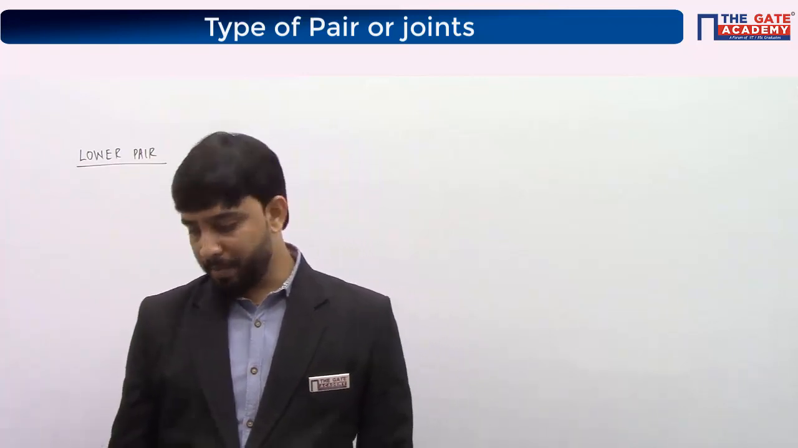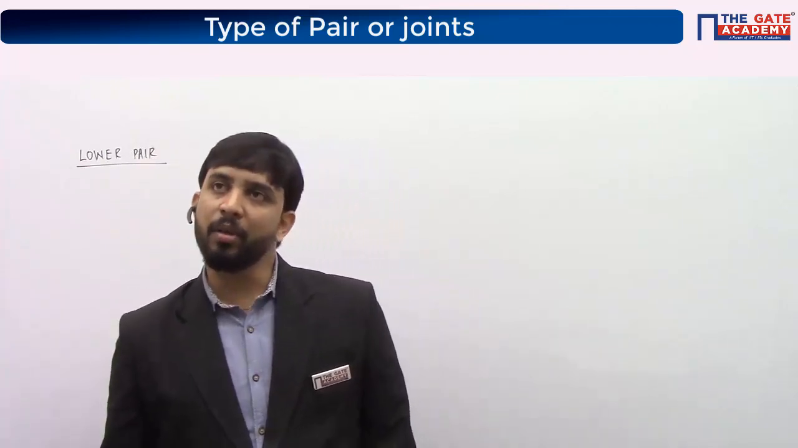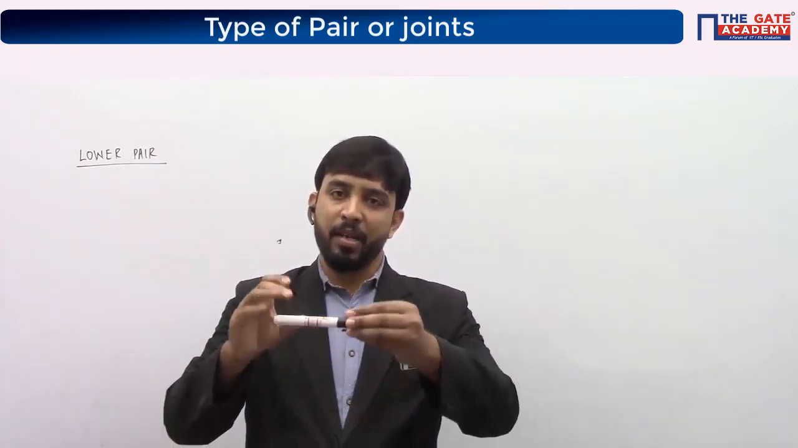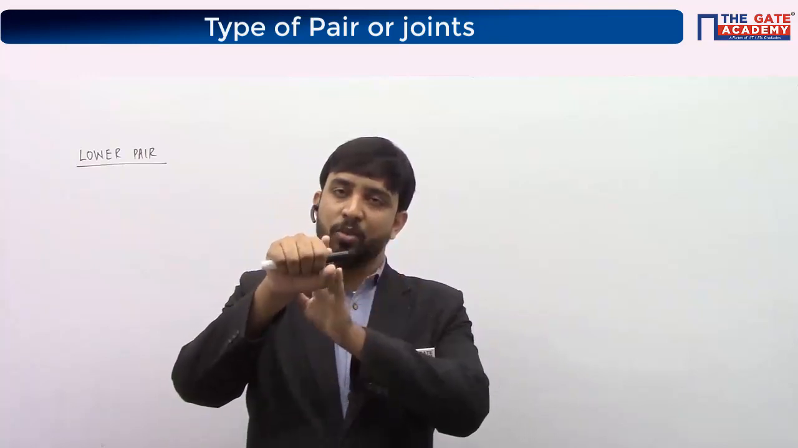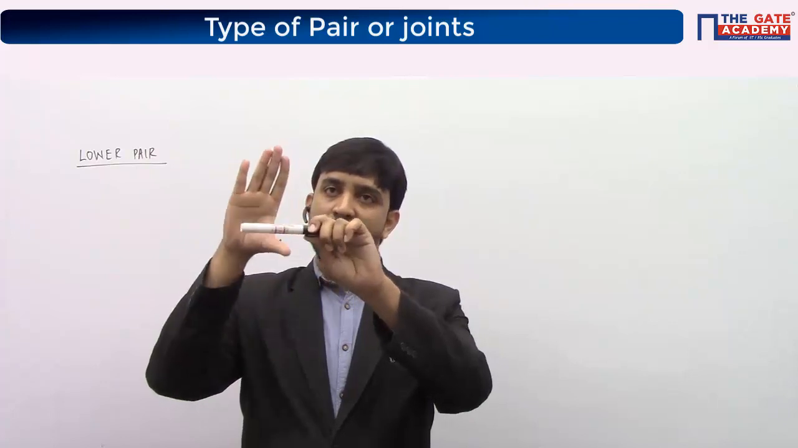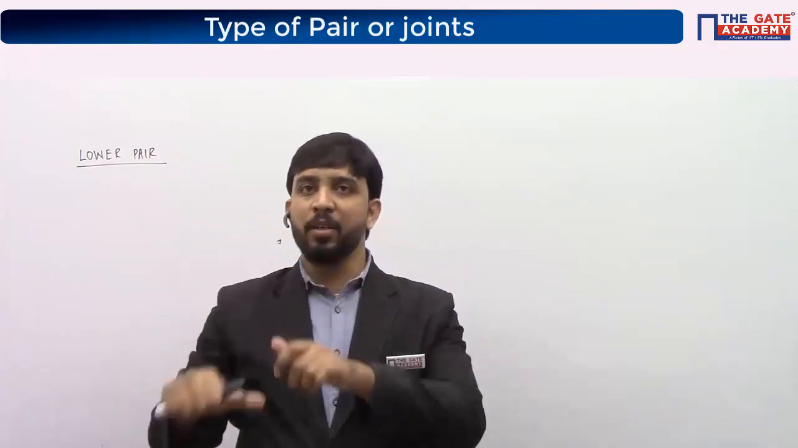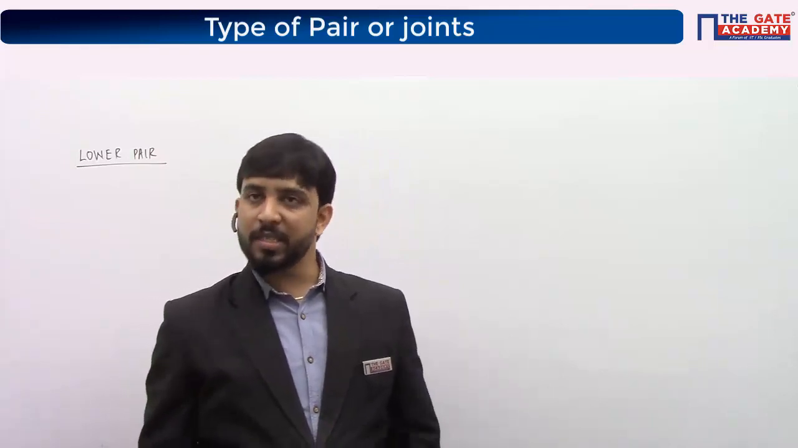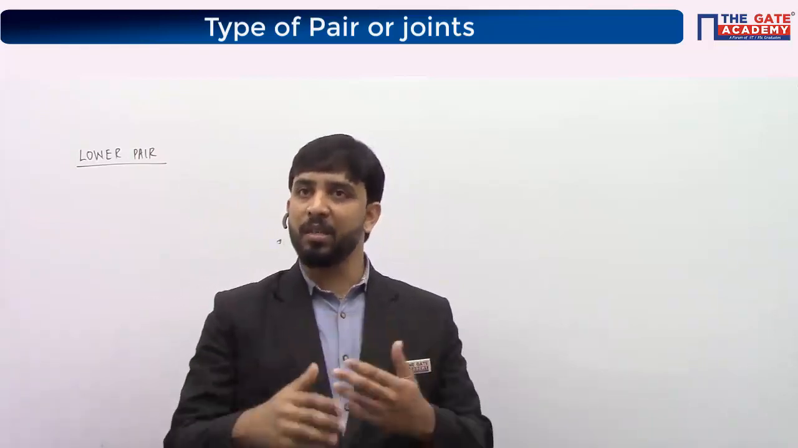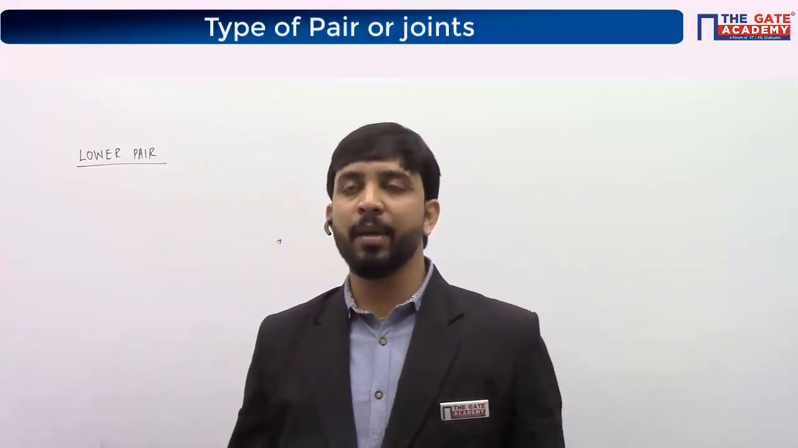Add an example. So we have seen turning pair, right? Turning pair is a circular rod in a circular hole with two collars. If you look at the contact between the shaft and this particular circular block, it is surface contact, okay? So turning pair is a lower pair. And if you see the sliding pair, the contact between piston and cylinder, that's also a surface contact. Sliding pair is also a lower pair, right?